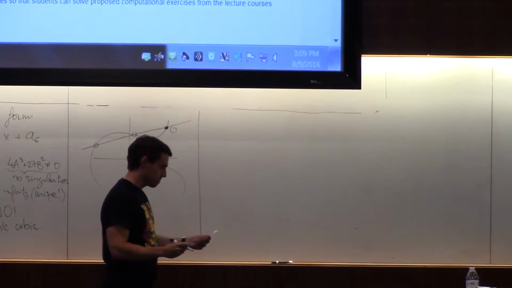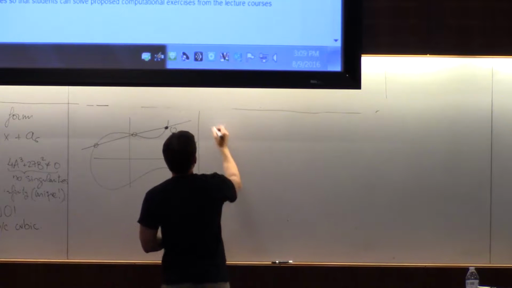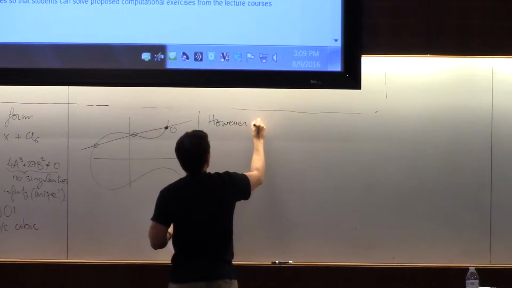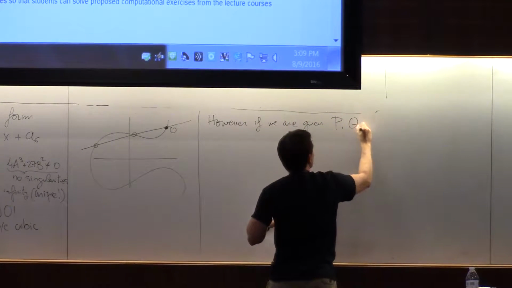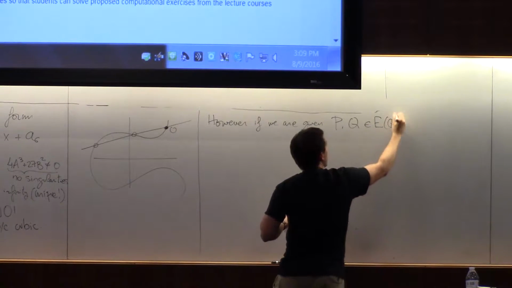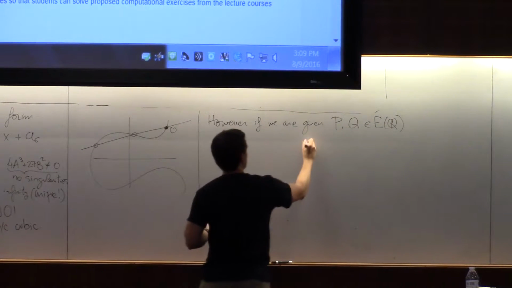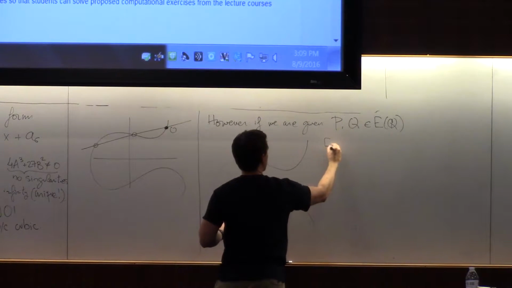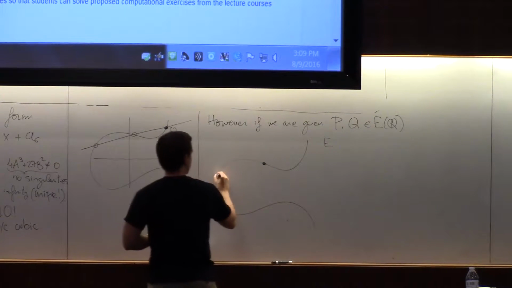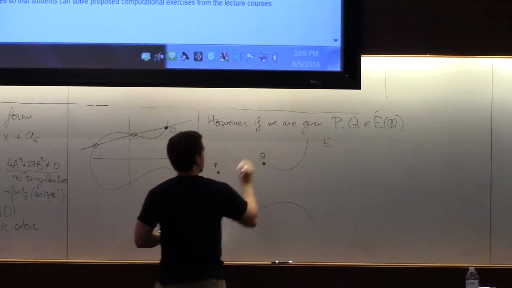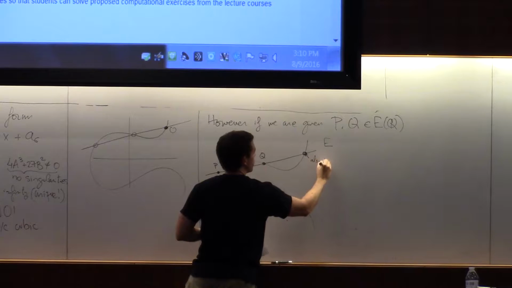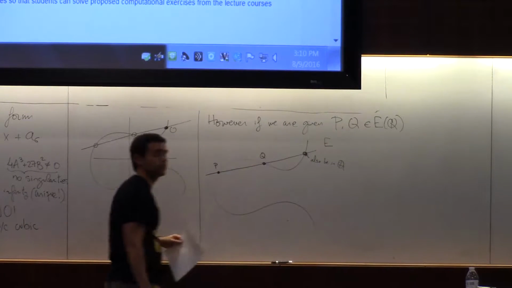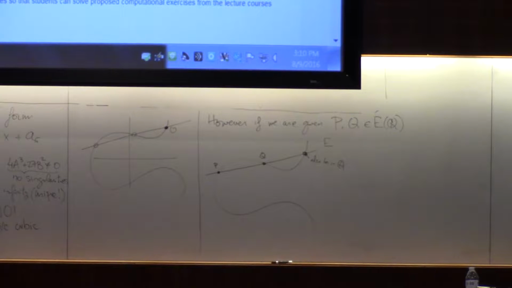But okay. So however, if we are given 2 points that are rational on an elliptic curve E, here's my curve E, and I have P, and I have Q, and those are rational, then the third point of intersection will also be rational. Okay, because now I have a cubic equation intersect with a line.